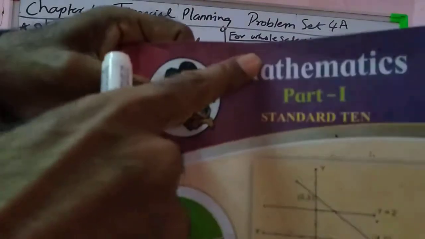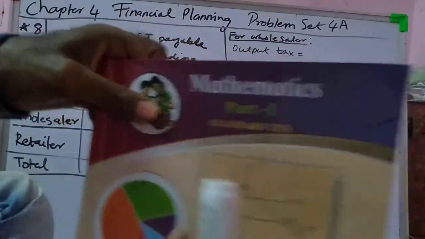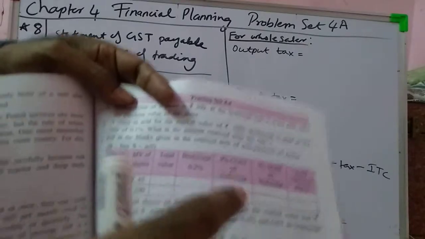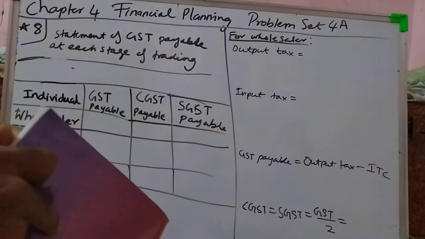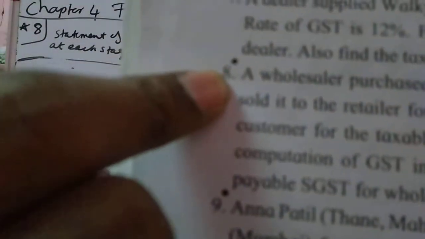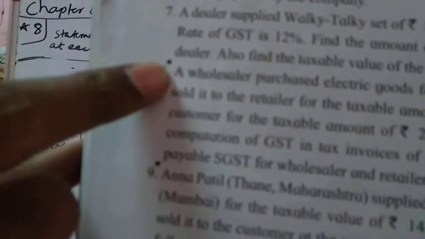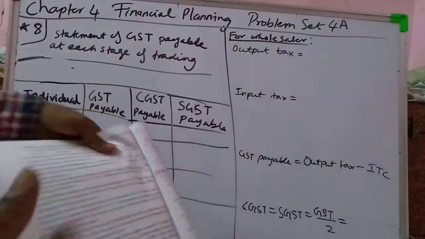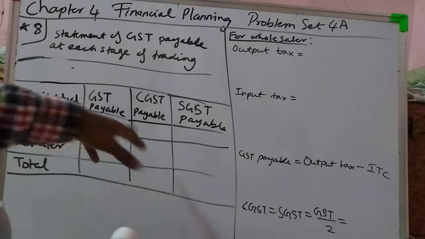Okay students, today we'll learn Mathematics Part 1, Standard 10, Problem Set 8. Okay, page number 110. We'll do this problem. For that, you have to make one table.